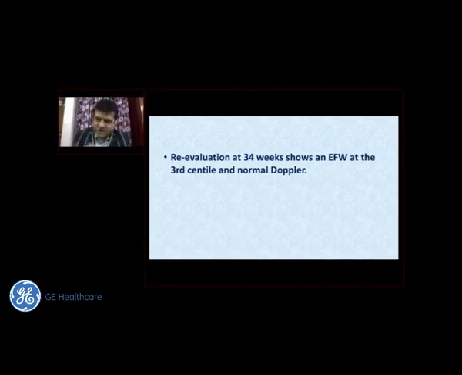So till the time the patient comes back for a Doppler, you'll feel very safe if there's a nice kick count every day and all of the other criteria are met, like the daily fetal movements and all of that. So re-evaluation at 34 weeks shows an expected fetal weight now at 3rd centile. So it's fallen from 14 to 10th to now 3rd, but the Doppler is still normal.